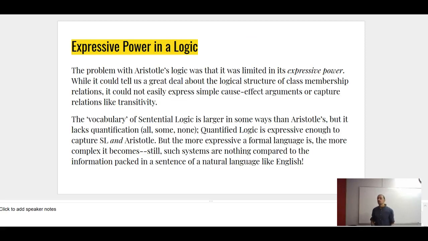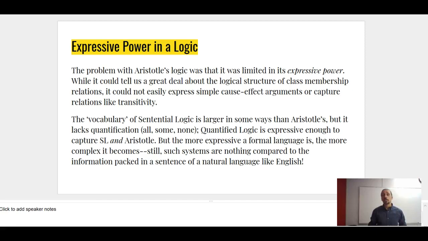So the problem with Aristotle's logic that I'm trying to get at here is that it's limited in its expressive power. It can tell us a great deal about certain kinds of class memberships. It's a very good kind of Venn diagram logic. But it can't capture cause-effect arguments very well, transitivity, or some mathematical relations. When we do sentential logic, we'll see that the vocabulary and the expressive power are larger in some ways than Aristotle's. We're not going to be limited to the syllogistic form, for example.